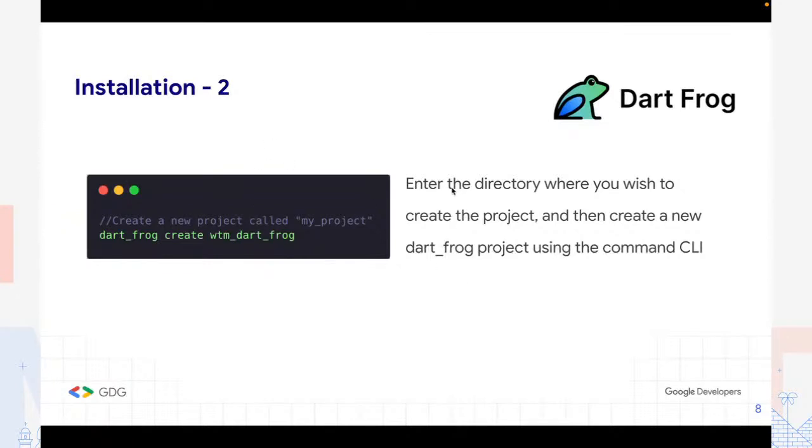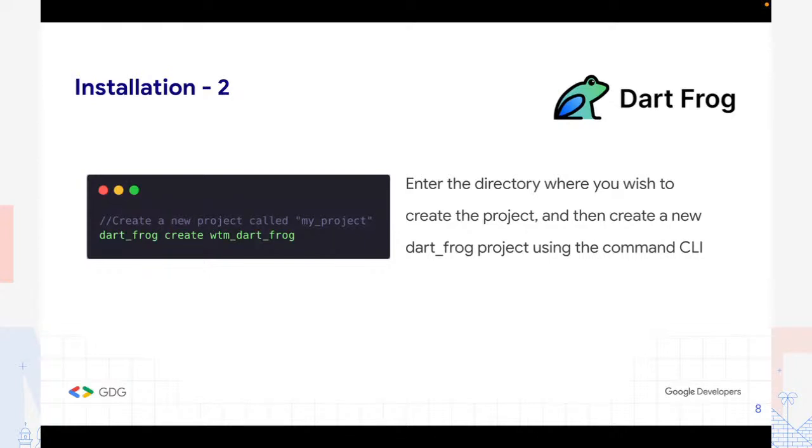Next, what I like to do before I create the project is enter into the directory using the cd command. Once I enter the directory, I enter this command in the terminal, which is dart_frog create and then the project name. Your project name can be different. Once you run this command, a folder with all the Dart Frog initial files will be created in that particular folder which you have selected, or from where you have created the Dart Frog project.